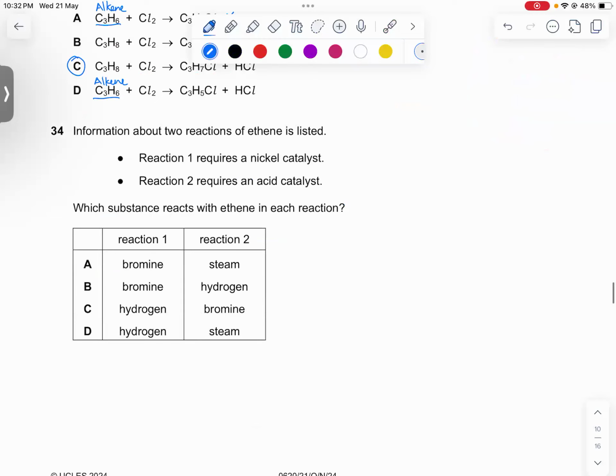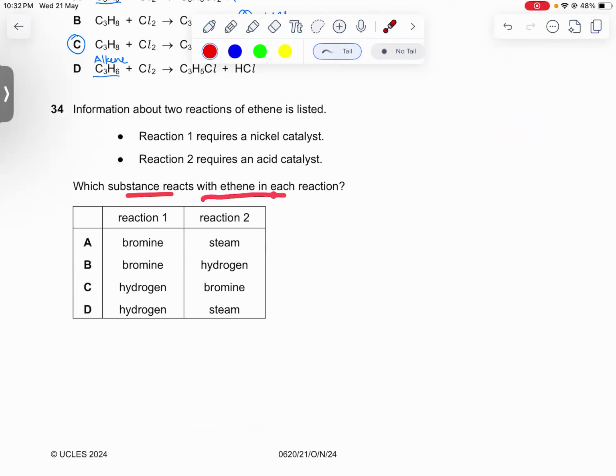Question number 34. Information about two reactions of ethene is listed. Reaction 1 requires a nickel catalyst. Reaction 2 requires an acid catalyst. Which substance reacts with ethene in each reaction? When we have a nickel catalyst, who are we reacting it with? Nickel is used for reaction with hydrogen. Bromine does not even require a catalyst. So it's either C or D.